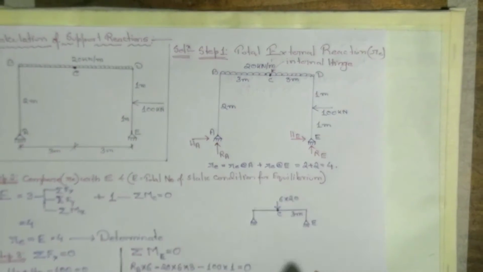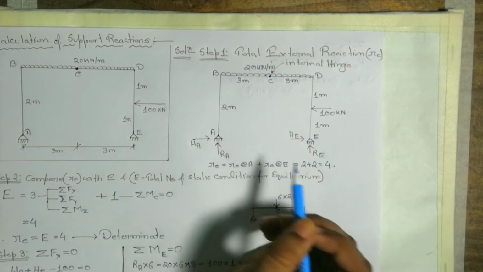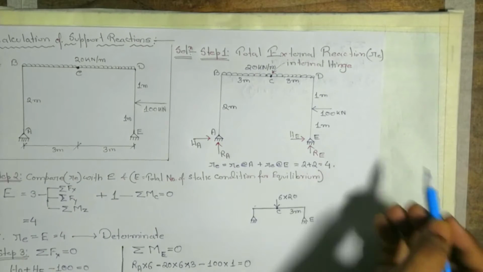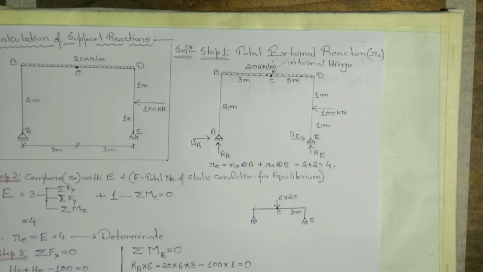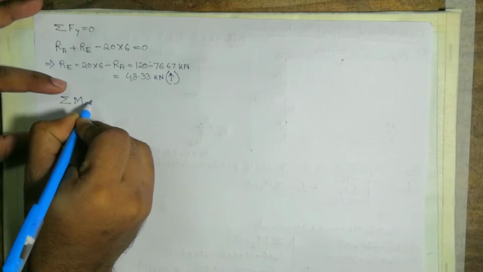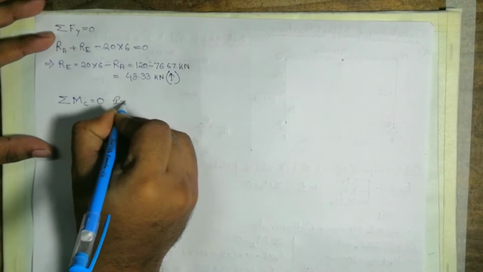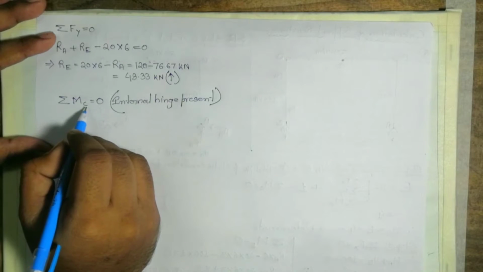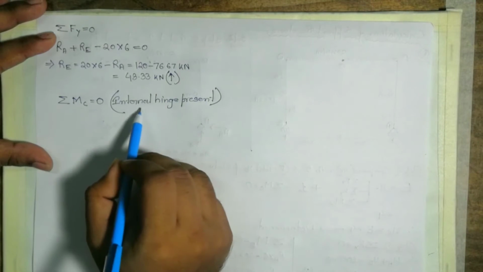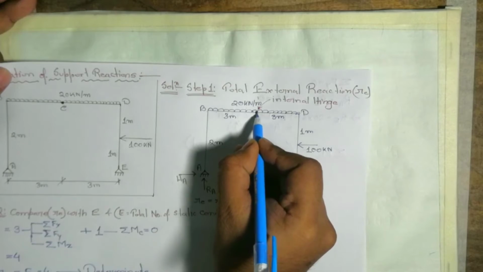Now there are two other reactions which we don't know, that is the horizontal reaction acting at point A and the horizontal reaction acting at point E. For this case we are going to apply the internal static equilibrium condition, that is summation of moment at the hinge to be 0. What is this? Internal hinge. This summation of moment at point C equal to 0 will represent the presence of an internal hinge. We know that point C is an internal hinge, this particular point.